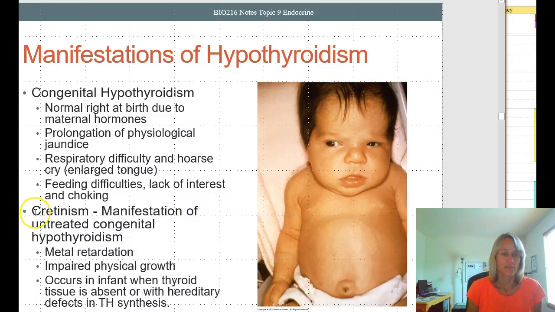Now, cretinism, this is the manifestation of an untreated congenital hypothyroidism. So we have congenital hypothyroidism, but we let it go untreated. And this can result in mental retardation and impaired physical growth. And this is going to occur in an infant when the thyroid tissue is absent, or with hereditary defects in thyroid hormone synthesis.